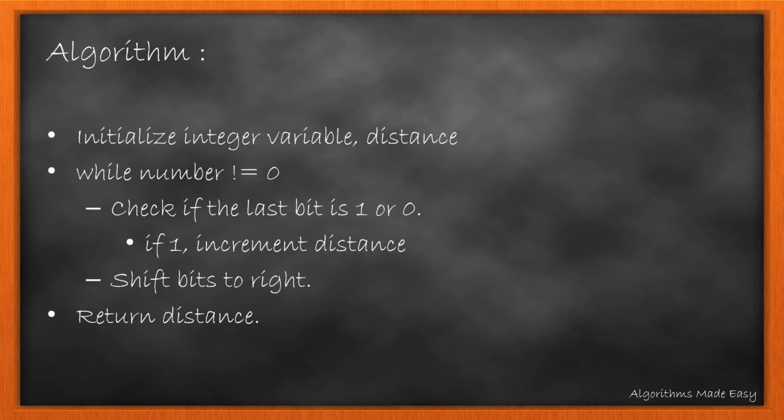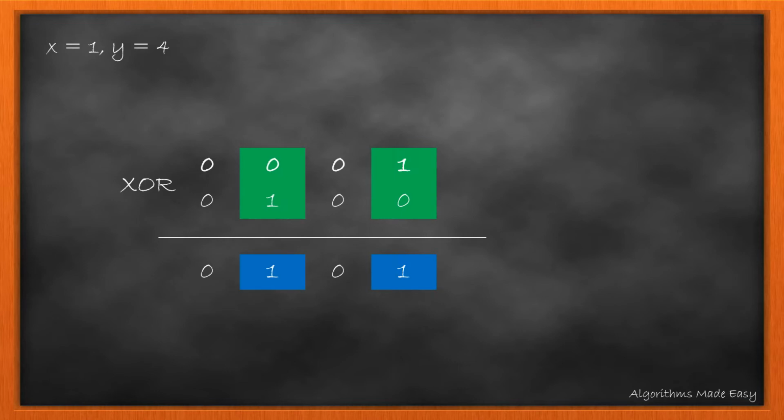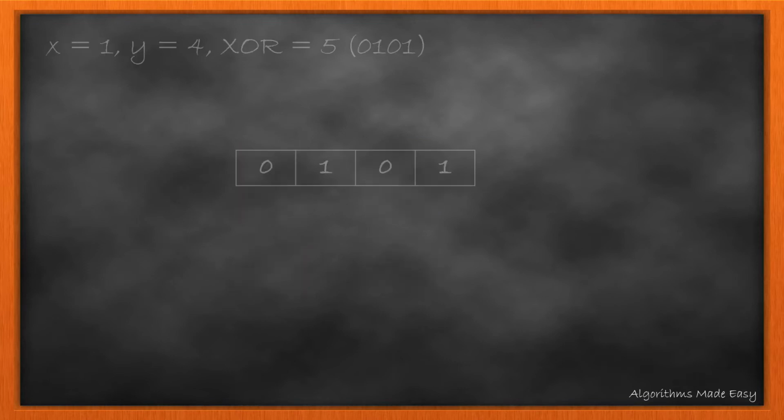In this method, we keep checking the last bit. If it is 1, we increment the distance and then shift the bits to the right by 1 so that the last bit is removed. At the end, we return the distance. Taking the previous XOR result, let's try finding the number of 1 bits in it.